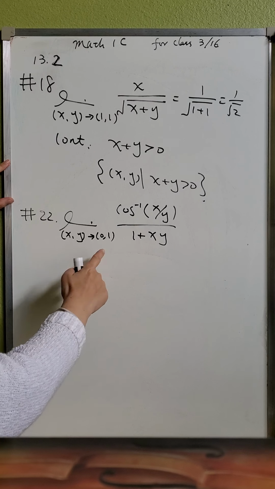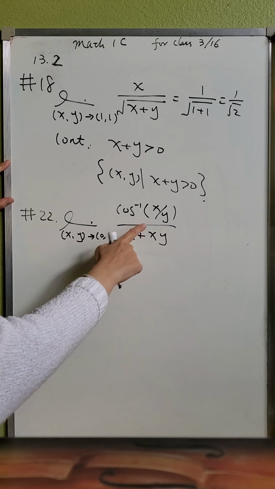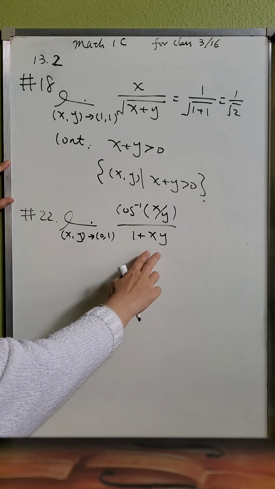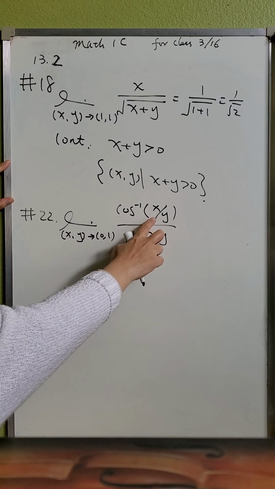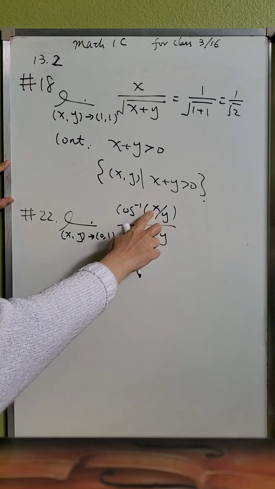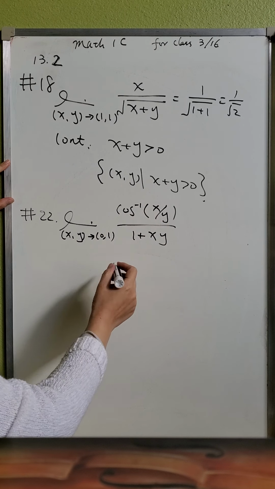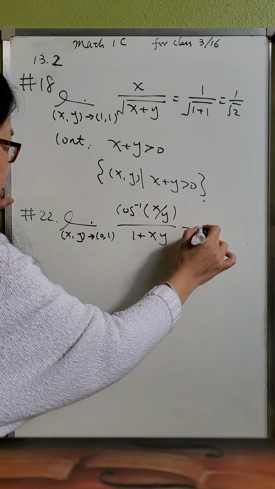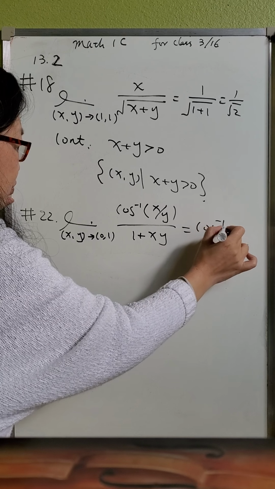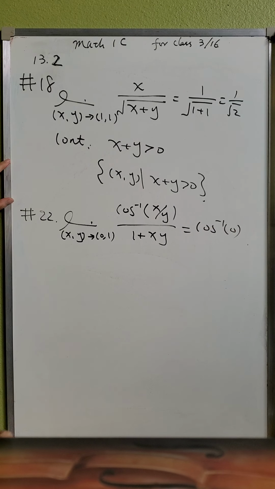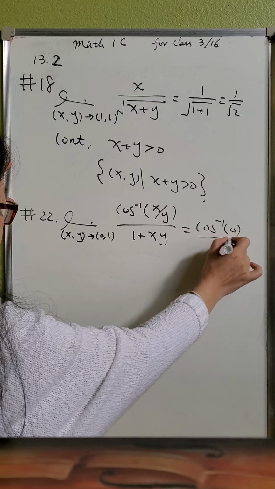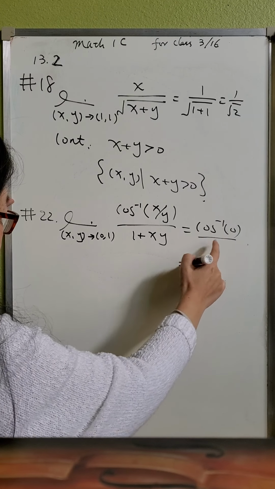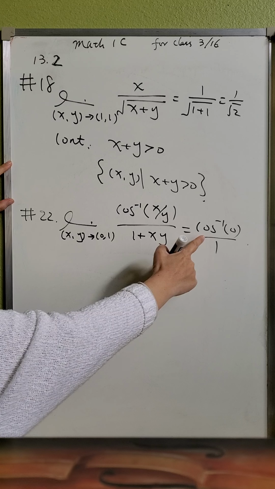So we do the same thing. We put 0 and 1 inside here. Look at what happened. The bottom is just equal to 1. On the top, x is equal to 0, and 0 divided by 1 is just equal to 0. So this is actually equal to cosine inverse 0. Okay, cosine inverse of 0 over 1, it's just equal to cosine inverse 0.